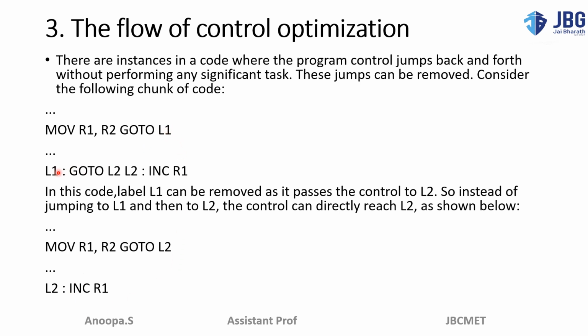This L1 can be completely removed because it has just a single statement, go to L2. So instead of giving a label name and then again going to a particular label, I can directly give the label name L2 here. So it is a flow of control optimization. There are instances in code where the program control jumps back and forth without performing any significant task.